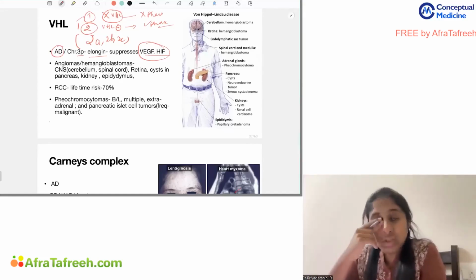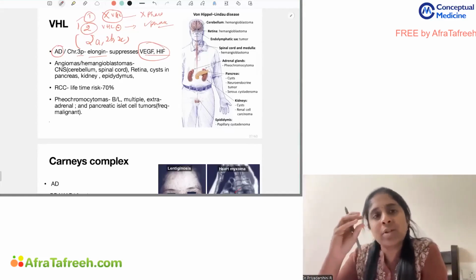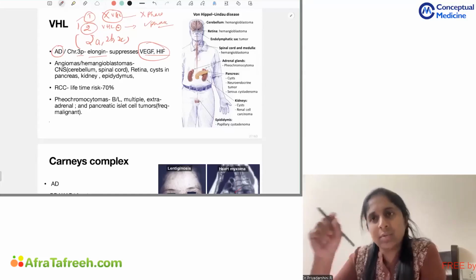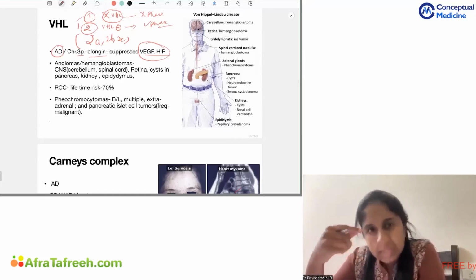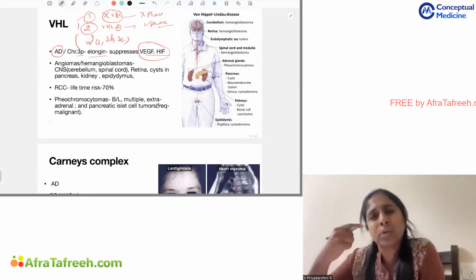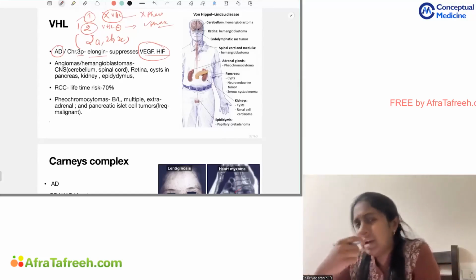So there would be retinal angiomas. So once retinal angiomas are there, what will happen? Automatically, because of the constant pressure in the vessels, and they are neogenesis vessels, they will be very fragile. So they will leak protein. So a lot of exudative retinal detachment may happen.